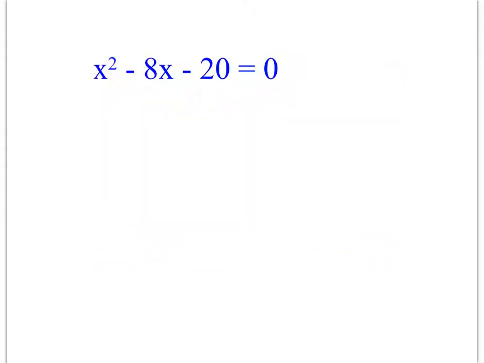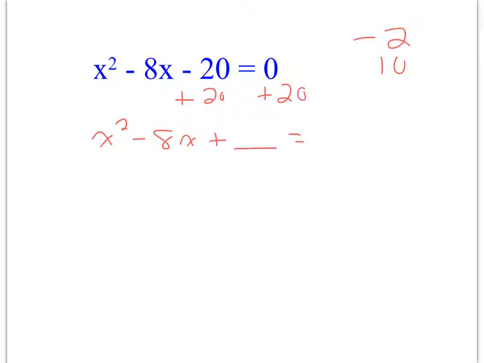Okay, we're going to solve this equation again right now, but this time we're going to complete the square. I can remember that our answers were negative 2 and 10. So we're going to complete this square. So my first step is to move the c term, that's the negative 20, to the other side. So I'm going to add 20 to both sides. So now I have x squared minus 8x. And then what I'm going to do is add a blank is equal to 20, and then add the blank to the other side too. Whatever I do to one side, I must do to the other.